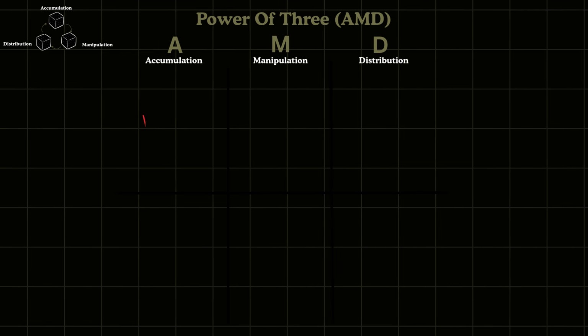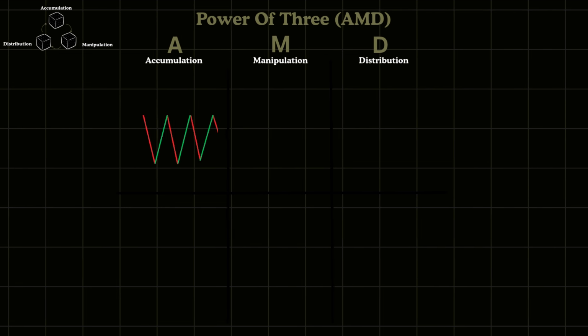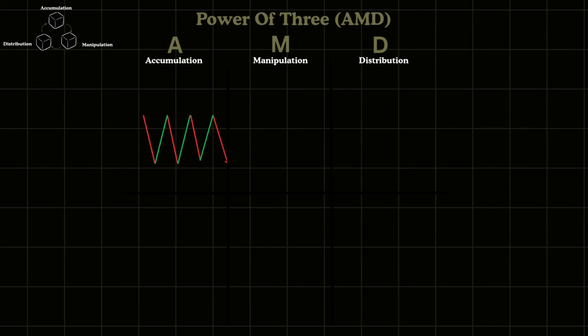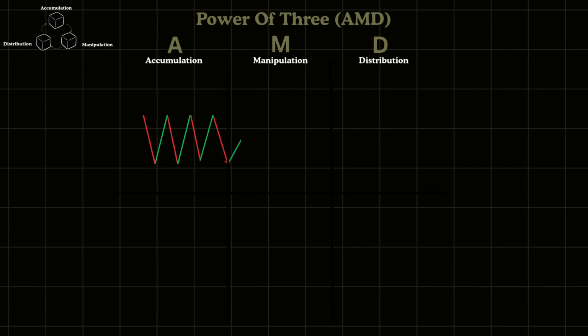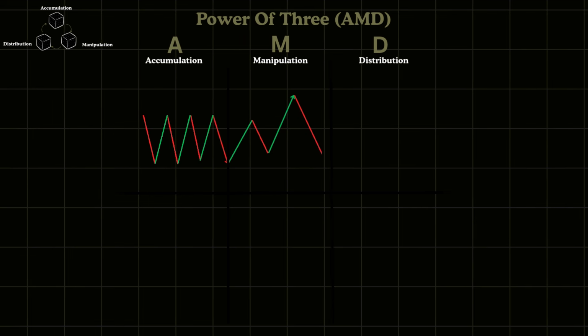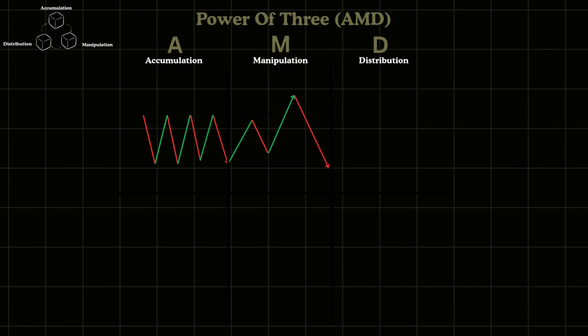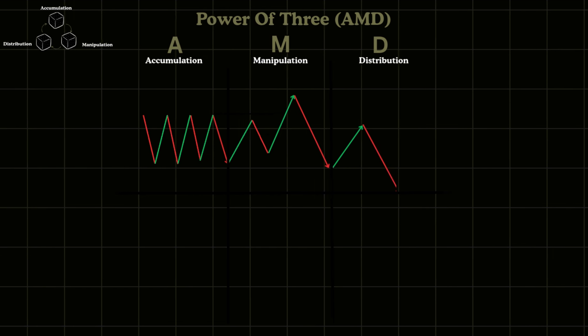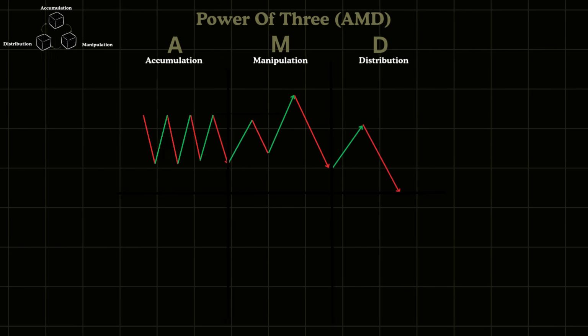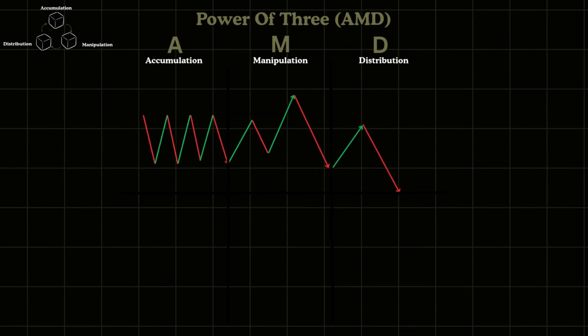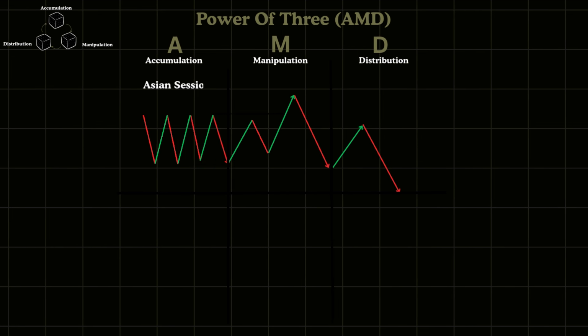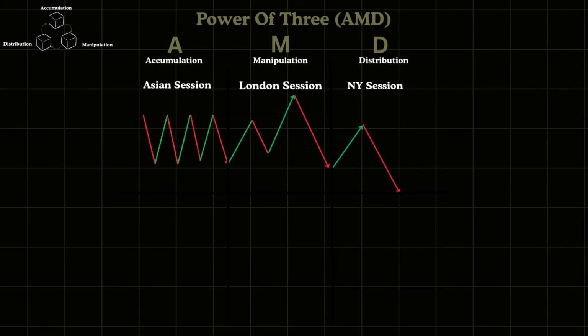To break it down, price starts in accumulation. This is a consolidation phase where movement is mostly sideways. Next comes manipulation, where liquidity is taken out. Lastly, price is distributed within the range established by the manipulation move. This is where you should start tracking the classic AMD structure, during the Asian, London, and New York sessions.